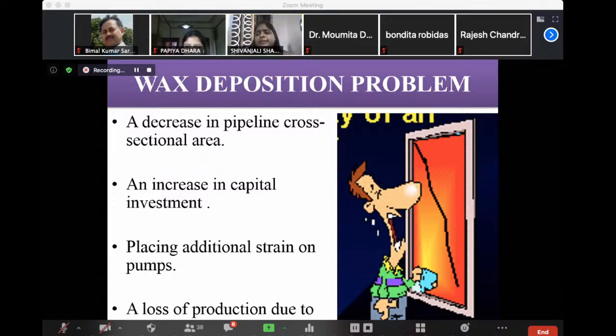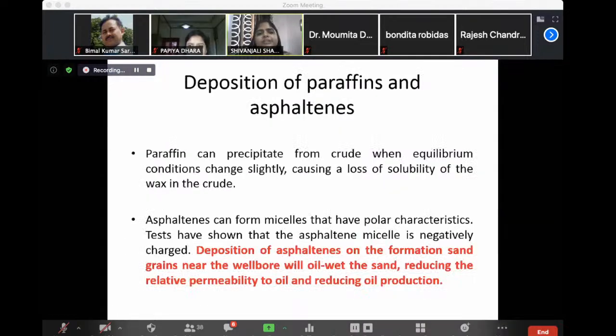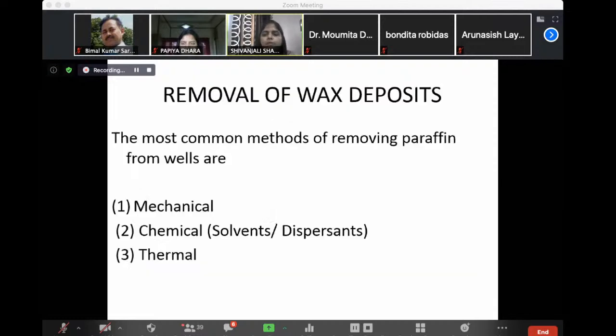As I said, the inner wall of the pipeline would be covered with the wax. It would become difficult for the crude oil to pass through the pipeline. So paraffin, which is the major constituent of this wax, can deposit when there is a slight change in conditions of equilibrium. Let it be pressure, let it be temperature, or due to temperature, maybe loss of solubility of this wax. For normal crude oil, it is soluble. When the temperature is reduced, the wax would come out. Now, this is the problem.